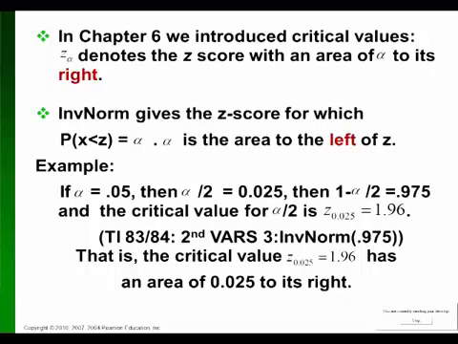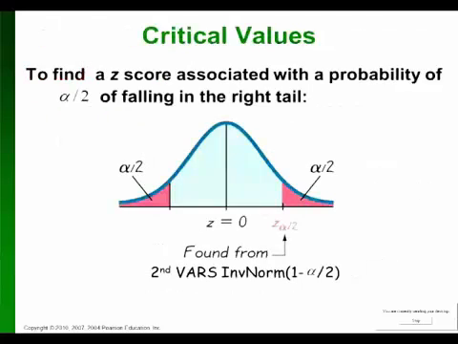All right. Think really hard here. You don't have to write anything. I've typed everything. To find a z-score associated with a probability of alpha over 2 falling in the right tail. Actually, let me show you the next slide, which gives you a specific example, and then come back to this general. I think the general is easier to understand if you find the specific first.